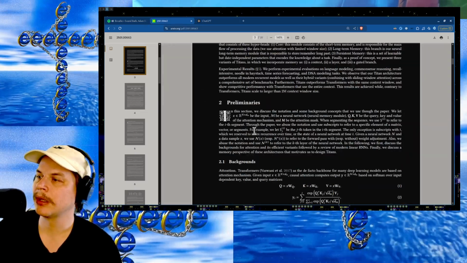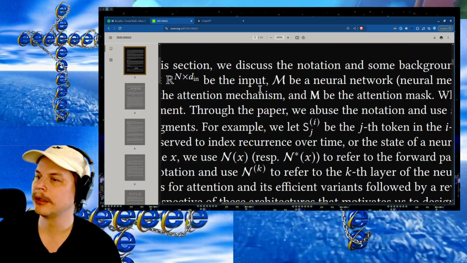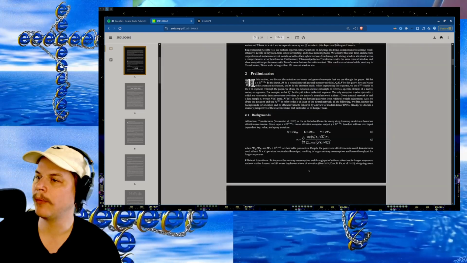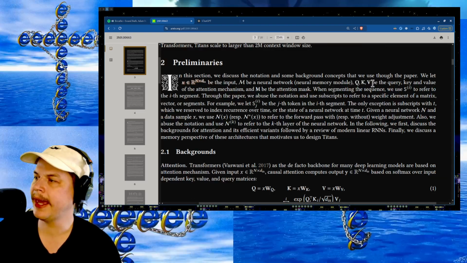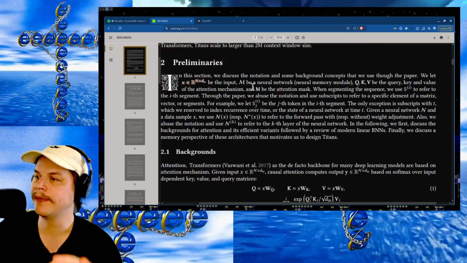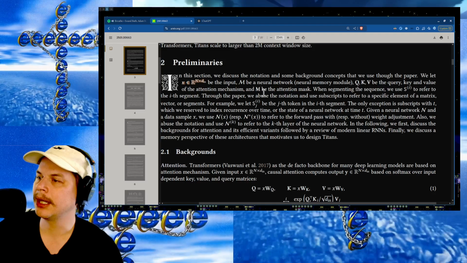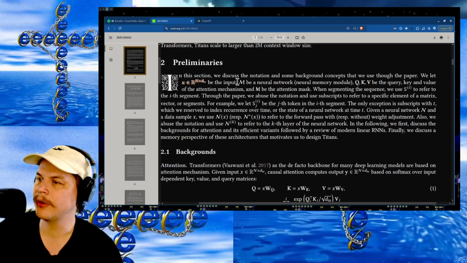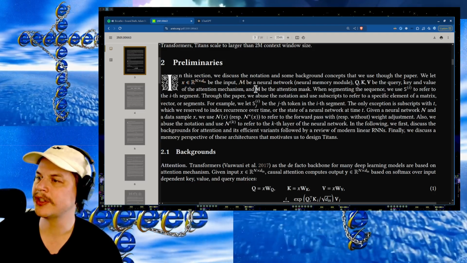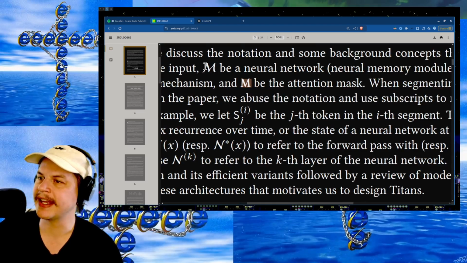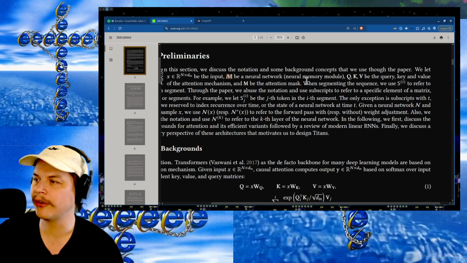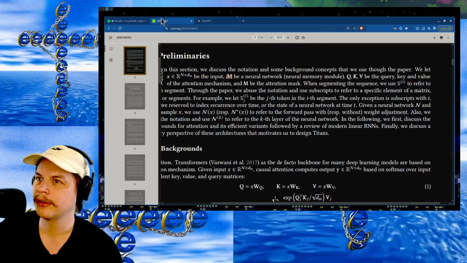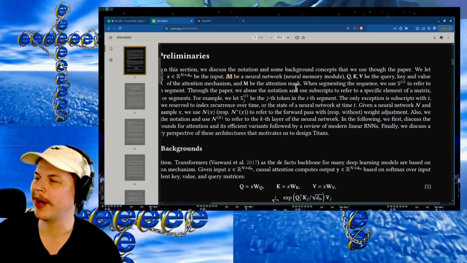So M is a neural network, which is not actually part of that original. Let Q, K, V be the query, key, and value of the attention mechanism, and M be the attention mask. Now notice this. This is a fancy M, and this is a more serious M. Totally different. This is the attention mask. This is the neural network. It's going to take forever because I asked the Pro model. Why did I do that?